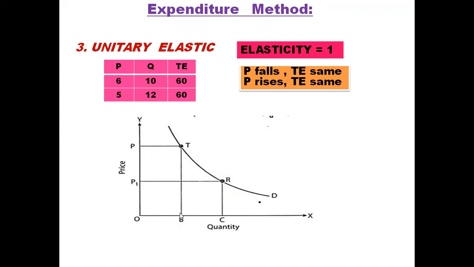Now we see diagrammatically. Q is measured on the horizontal axis, price on the vertical axis. So we measure total expenditure as P into Q. So when the price is OP, total expenditure is OBTP, right? And when the price decreases to OP1, it is OCRP1. So total expenditure is constant because the area of the rectangles are constant. OBTP is equal to OCRP1. So these rectangles are equal. The total expenditure remains constant.